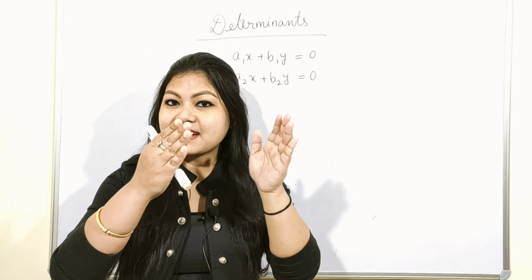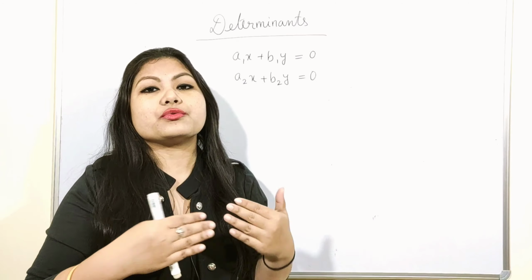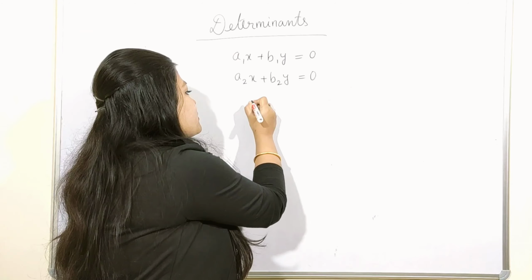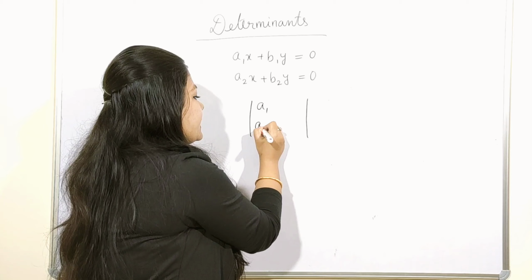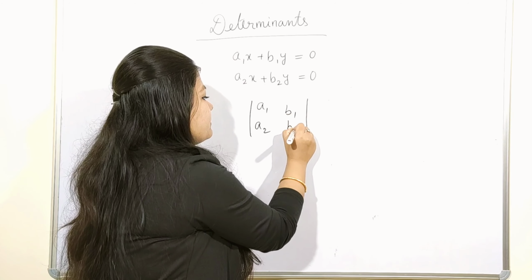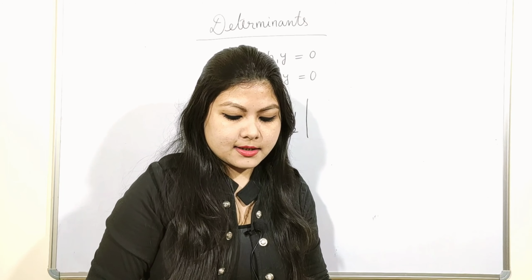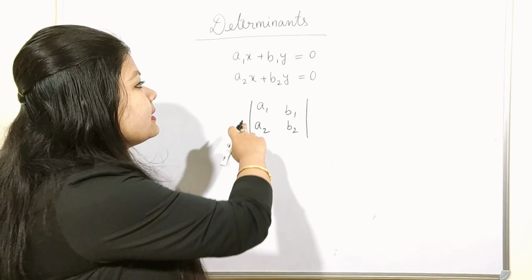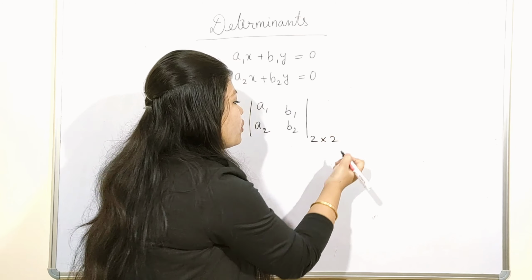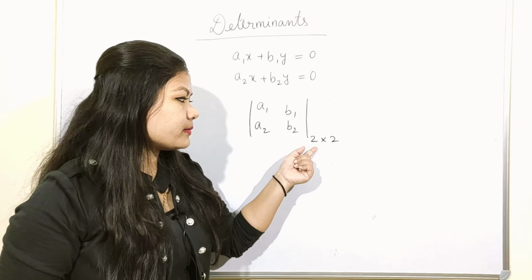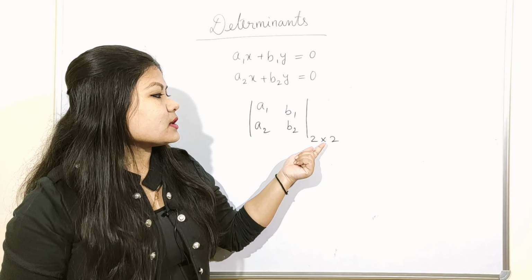Here we consider the coefficients of x in one column and the coefficients of y in another column. Between two bars we write a1, a2, b1, b2. So this is a 2 by 2 determinant. Here it has 2 rows and 2 columns, and the order of the determinant is written as 2 by 2.